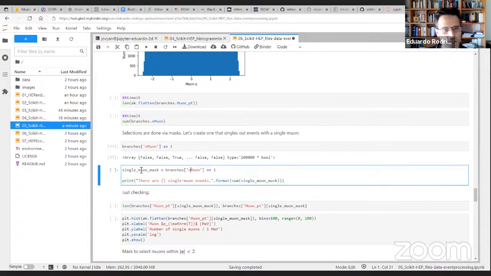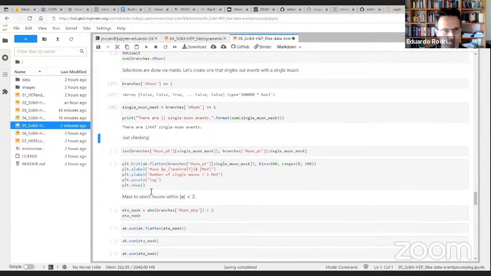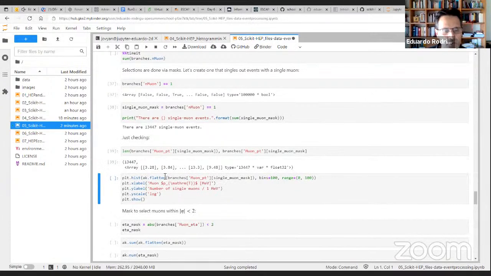So now I can put that into a variable for a mask, and let's check how many. So there are 13,000 single muon events, 13,147. If you want to be maniac, you can also check by some other ways.